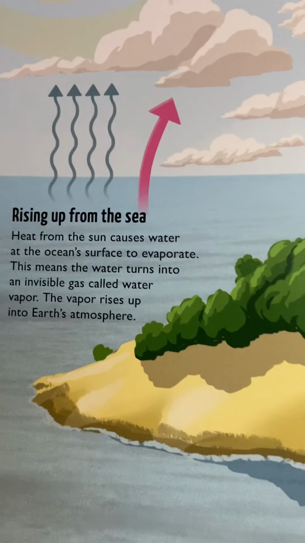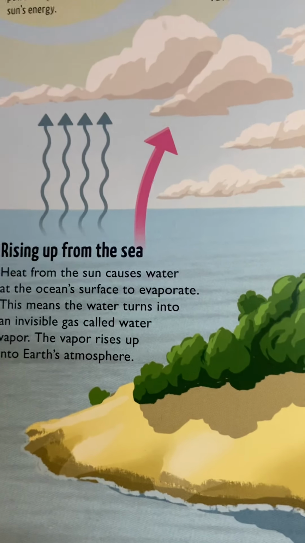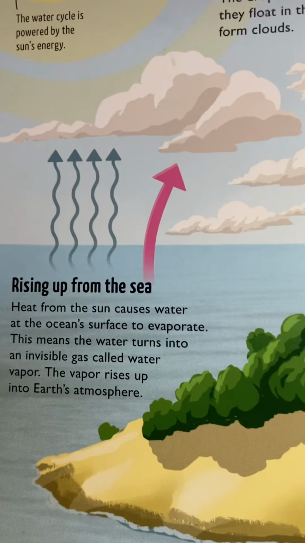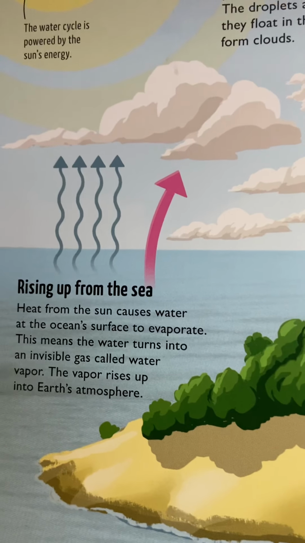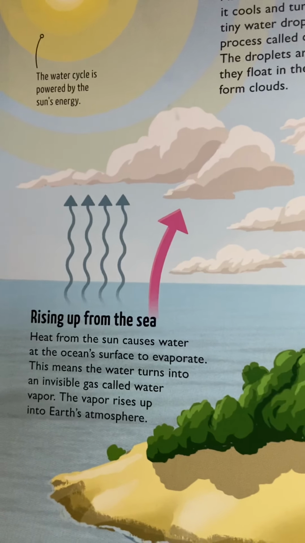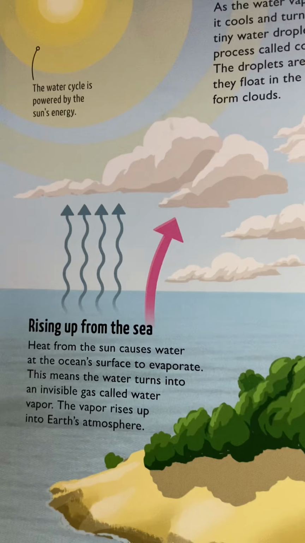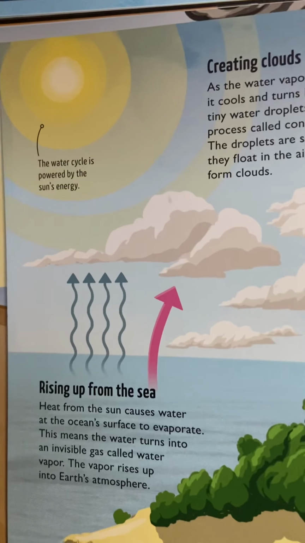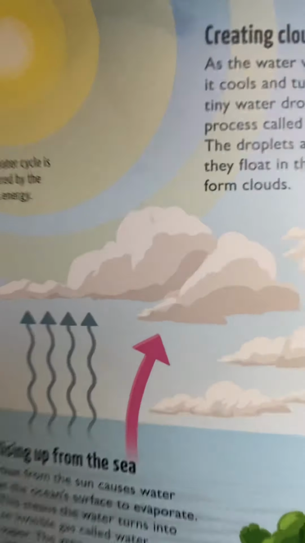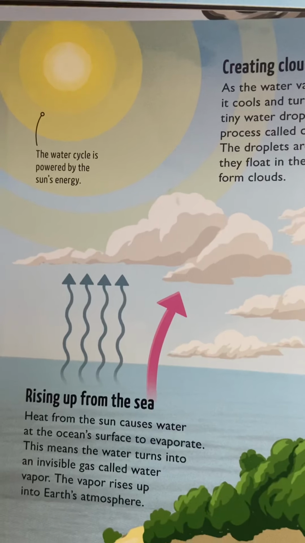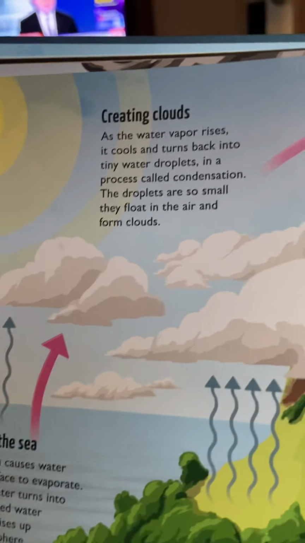Heat from the sun causes water at the ocean surface to evaporate. This means the water turns into an invisible gas called water vapor. The vapor rises up into Earth's atmosphere. The water cycle is powered by the sun's energy, creating clouds.